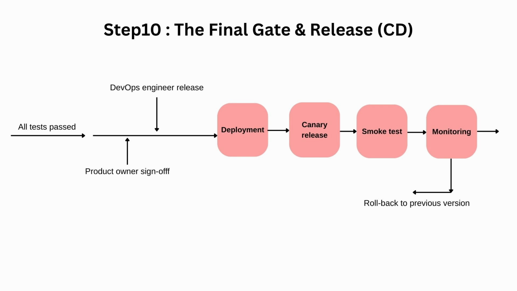Immediately after deployment, smoke testing runs a quick health check to confirm the system is stable. If something goes wrong, an automatic rollback swiftly restores the previous version, ensuring users are never left with a broken product. This final gate ensures that only reliable, tested, and approved software reaches the hands of customers.